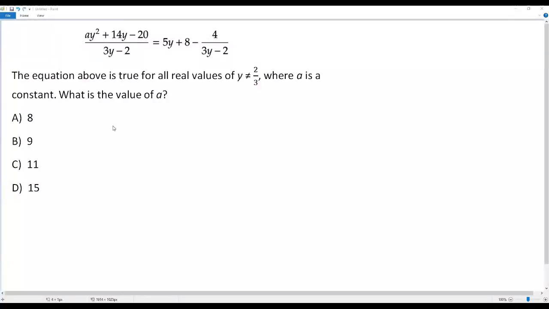Here we have a SAT math problem. Okay, let's go to the question. Here we have an equation. The equation above is true for all real values of y not equal to 2/3, where a is a constant. What is the value of a?